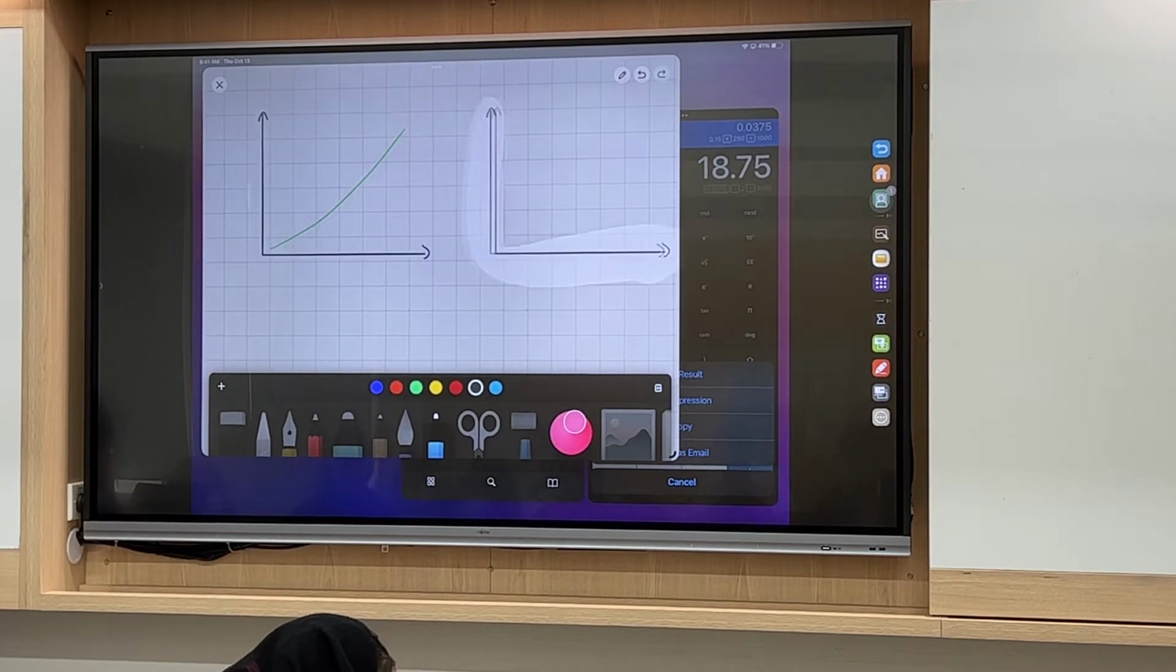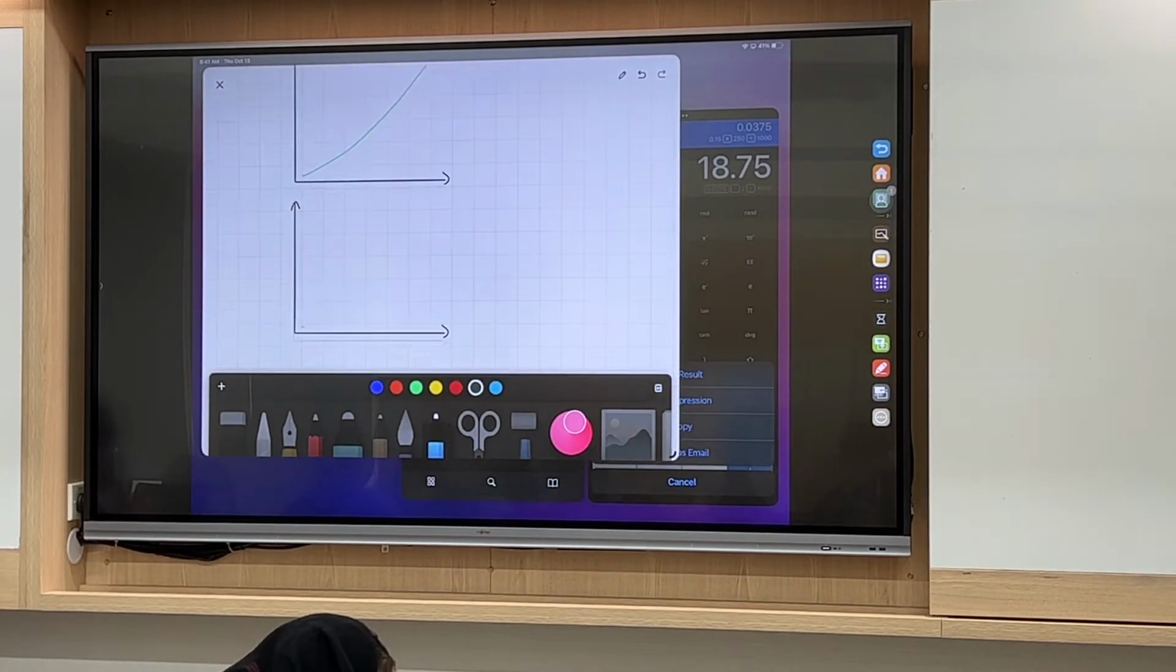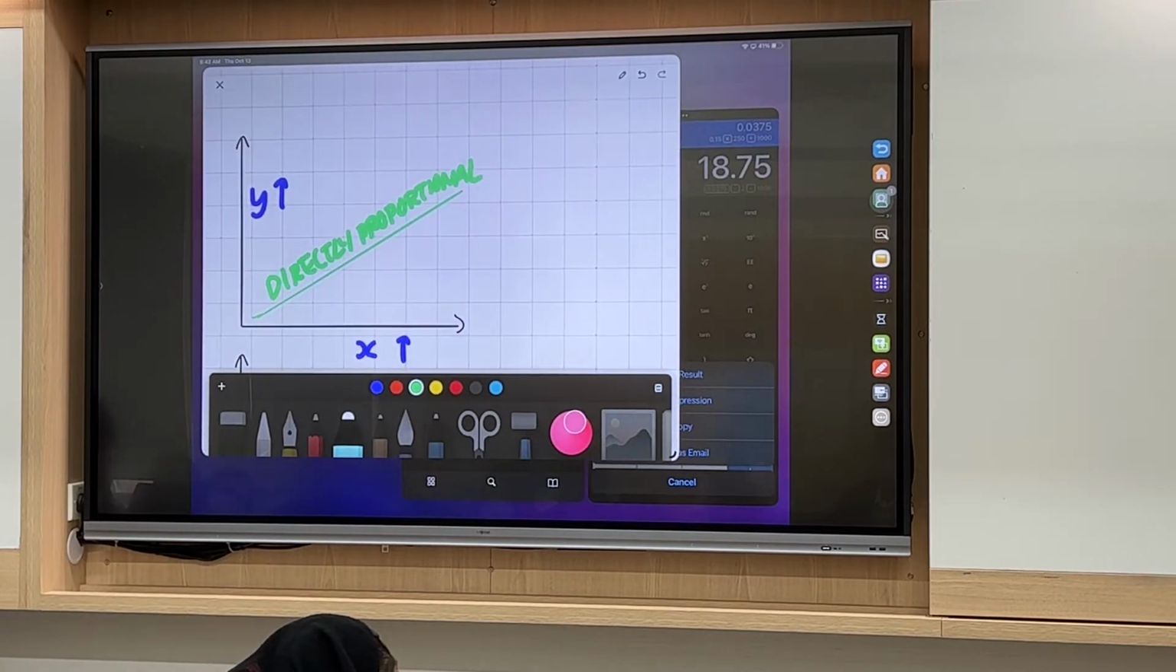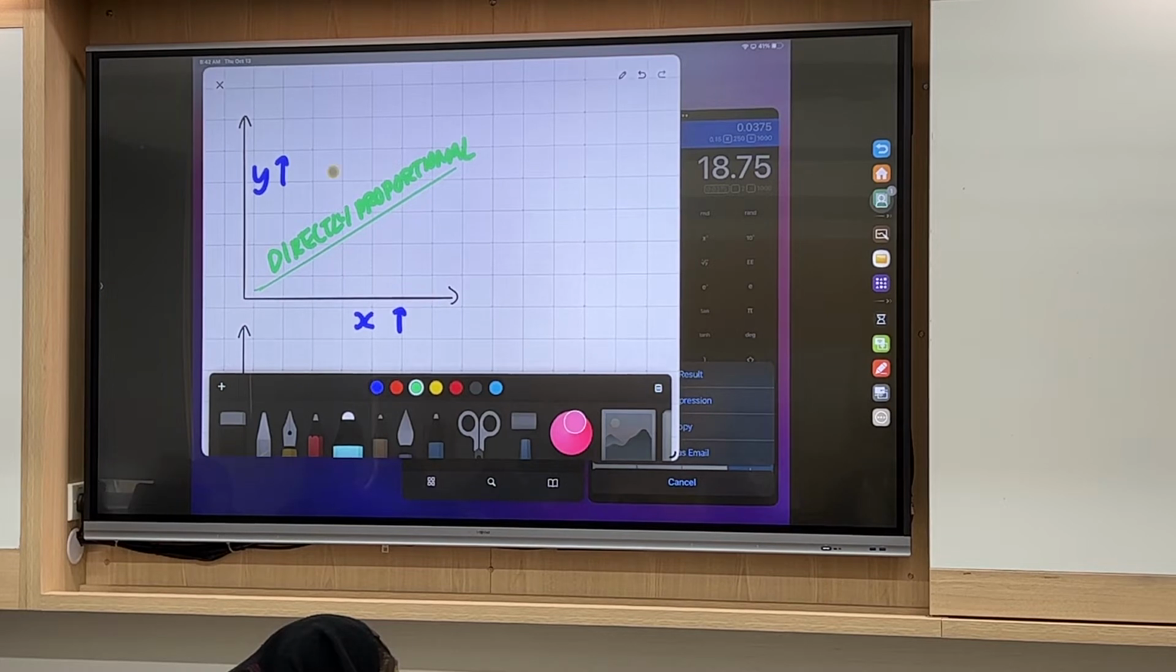When you see that increasing the x value will result in an increase in y value, so when x increases, y also increases, we call this a directly proportional relationship. Let me draw a straight line here. There are certain factors that are related by a directly proportional relationship, for example, the amount of time you spend studying and your test score. So generally they are directly proportional.